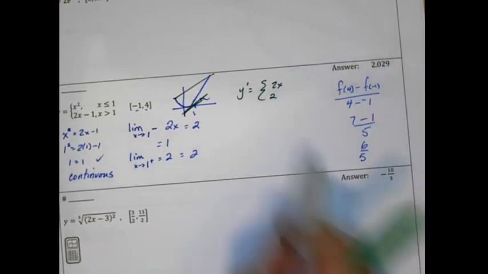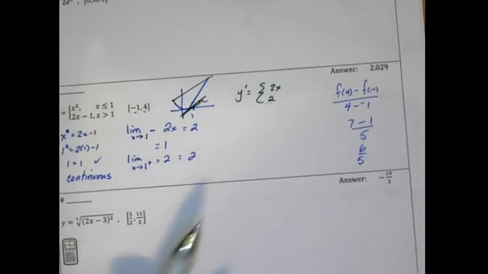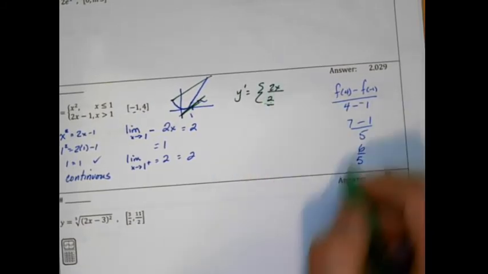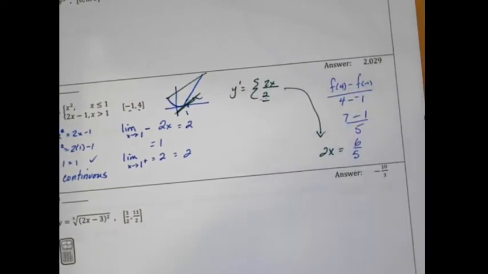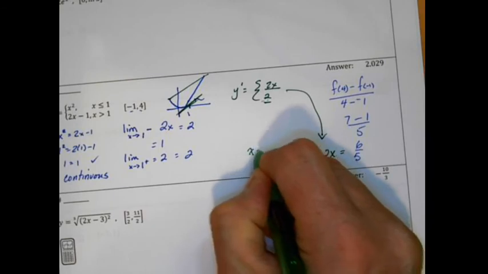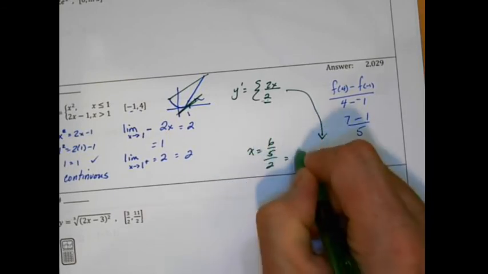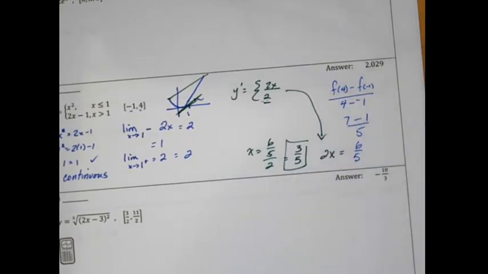Alright, so I'm not looking at this part. 6 over 5 is greater than 1, so it satisfies this part. I have to check that it hits that part too. So I'm going to set that equal to the derivative of that one. And so I get x is equal to 6 over 5 divided by 2, which is 3 over 5. There's the other one that hits that.